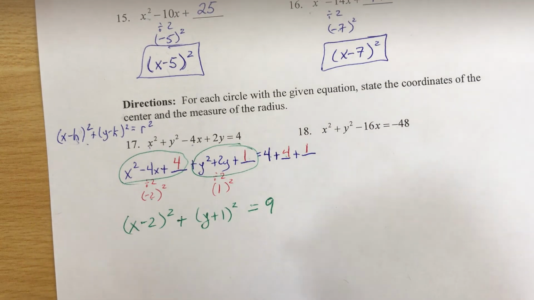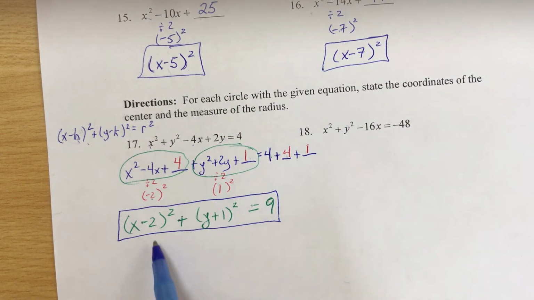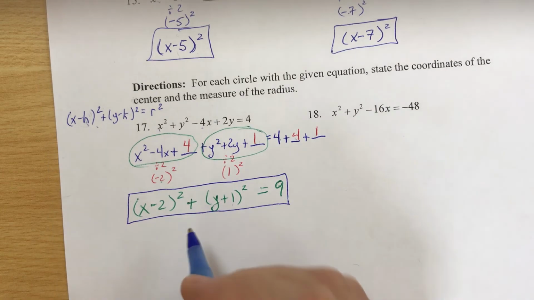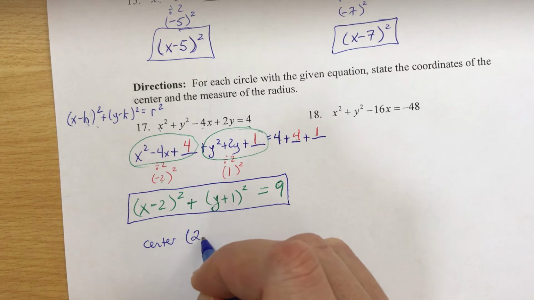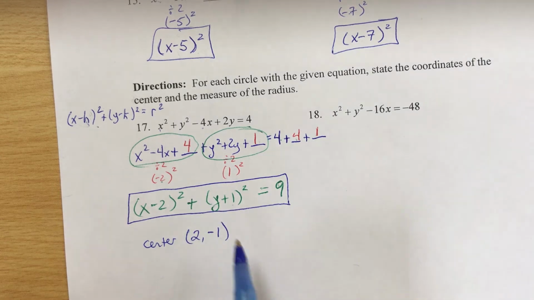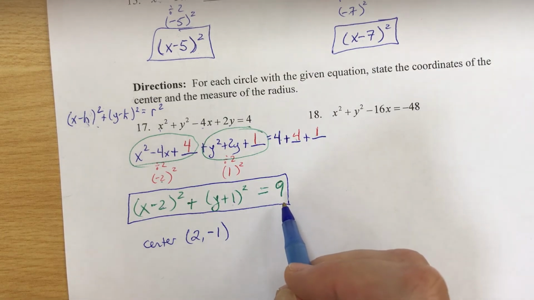And now what you have is the equation of a circle. Now I have my h and my k. So the center is positive 2, negative 1. Remember, it's the opposite of the numbers you see in the parentheses. And then the 9 is your r squared.